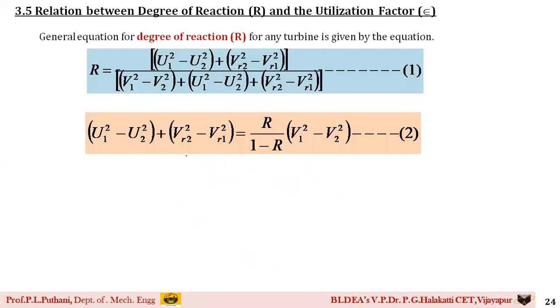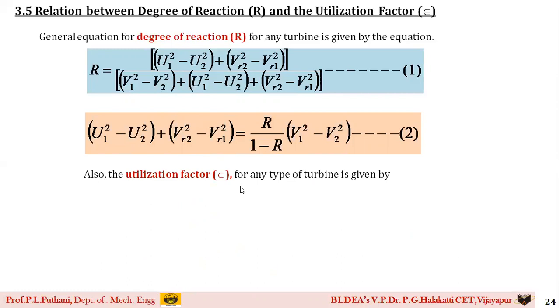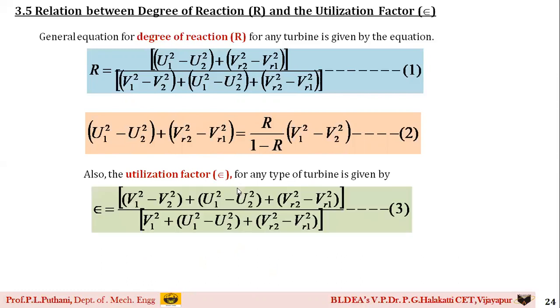That is, here you can see. So V1 square minus V2 square, in this particular form we are deriving this equation. Now we have, for the utilization factor of any turbine, it is given by this equation.